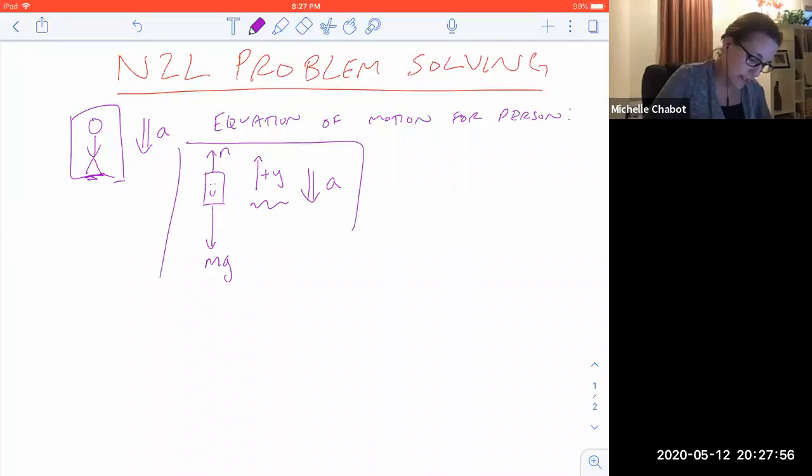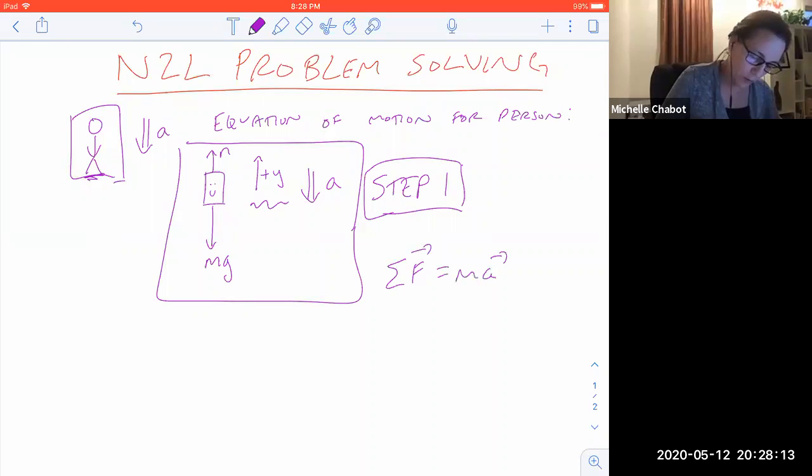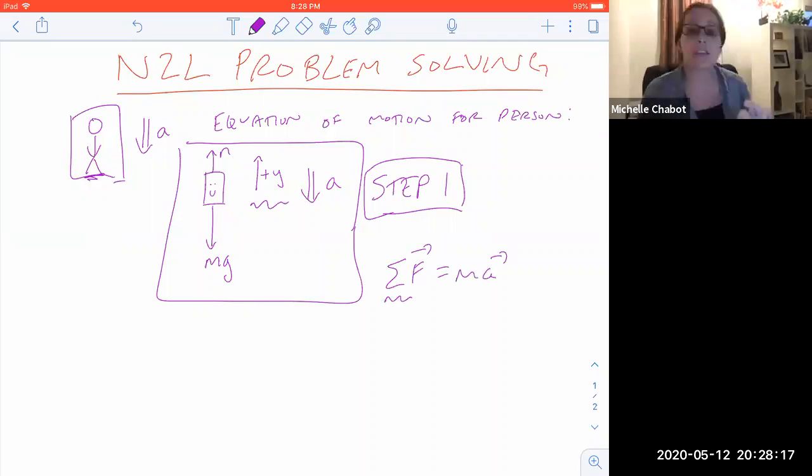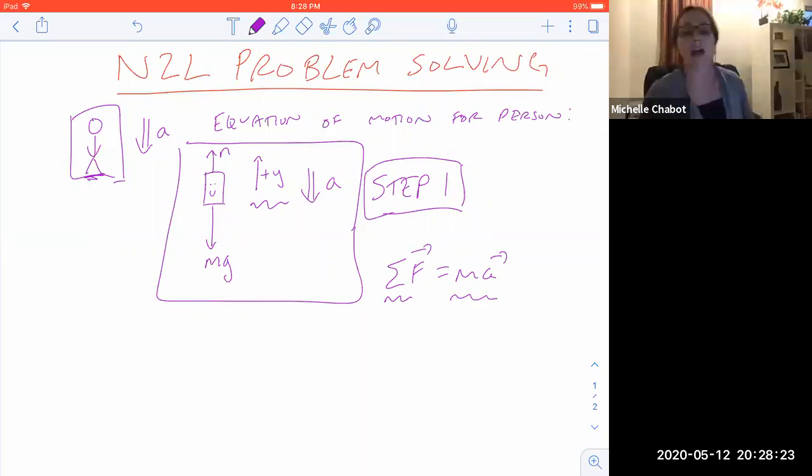So then I draw a big box around this, and this is step 1 of my process, drawing my free body diagram as was outlined in the previous videos. Great. Step 2, if we remember where we're headed with this, we have Newton's second law: sum of forces equals ma. The left-hand side is the sum of the individual forces. That's going to be equal to the mass times the acceleration.